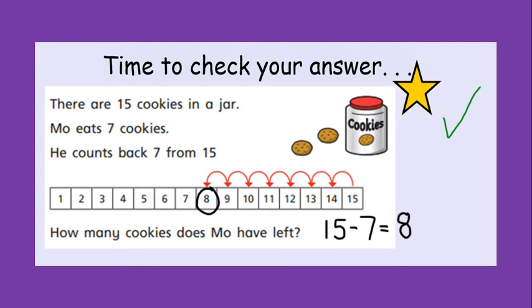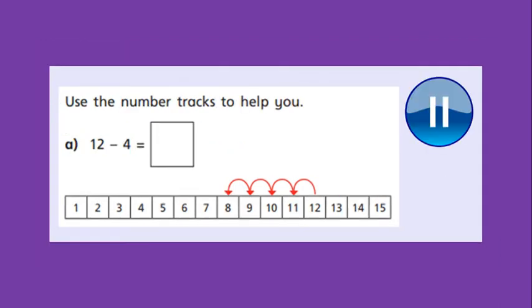Now let's see if you can do one without my support. So it says use the number track to help you. You can see on this question the hardest part has been done for you. So this is more about you just getting to understand how to complete these number sentences. So it says 12 take away 4 equals what? Now you can see there's already been 4 jumps back done for you. So what is 12 take away 4? Write down the answer and we will check in a moment.